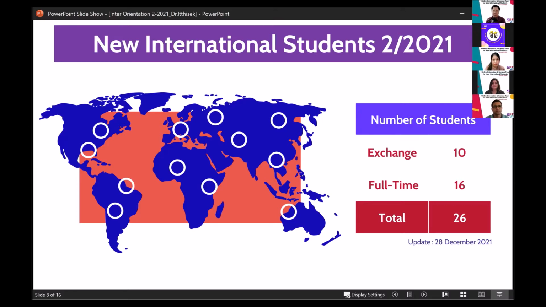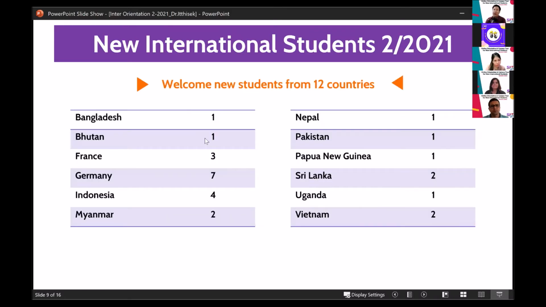This is something that I cannot stress enough as one of the most important things in the current era, where it's not enough just to speak English or be able to communicate in English, but it's also important to know how to work together with many people from many cultural backgrounds as well. So even amongst the 26 students who are joining this semester, you have students from 12 different countries. So at any given time at SIIT, we have about 20 to 30 different nationalities. And in this semester, we are joined by 12 different countries.